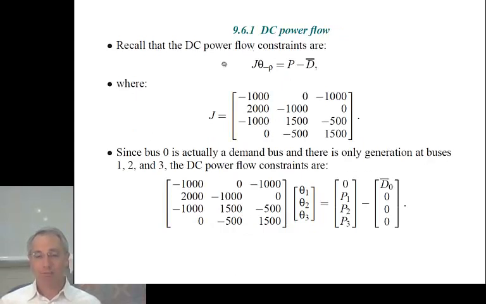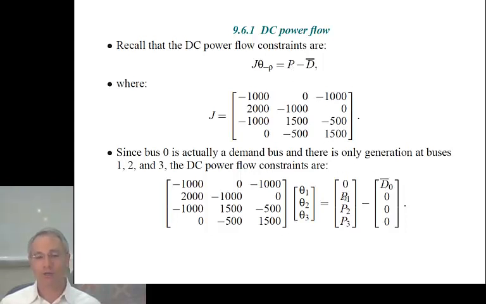We derived the DC power flow constraints for this problem. As usual, they're in the form J times theta minus rho is equal to P minus D over line. J we derived before. D over line, the vector of net injection, net demands, has value 0 at buses 1, 2, and 3, and it's only got a non-zero value at bus 0.